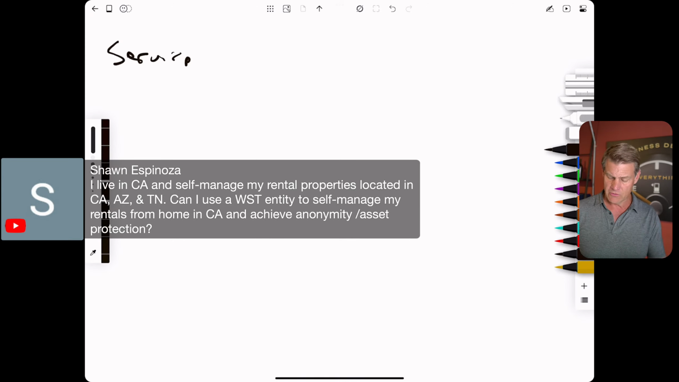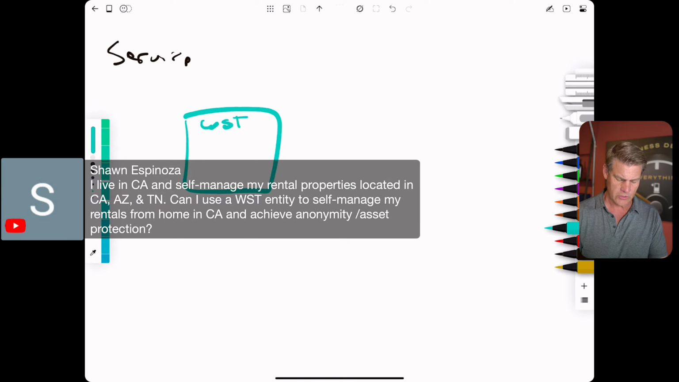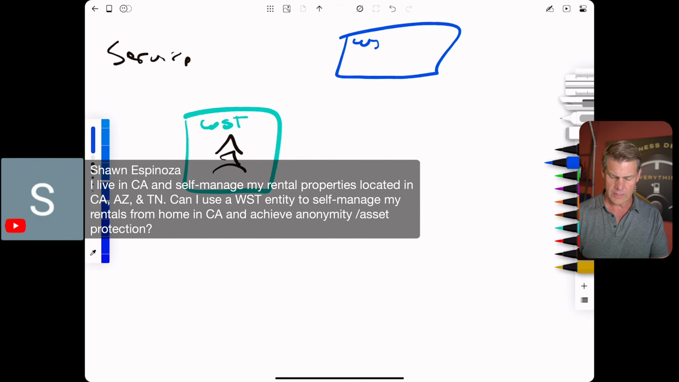What I would do in California is I would create a Wyoming statutory trust for my California property, like this. I would have a Wyoming LLC trustee up here. So this would be how I would structure California.